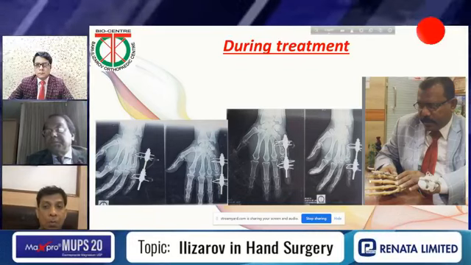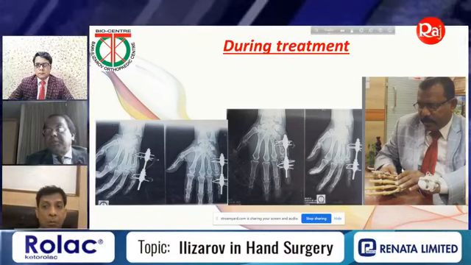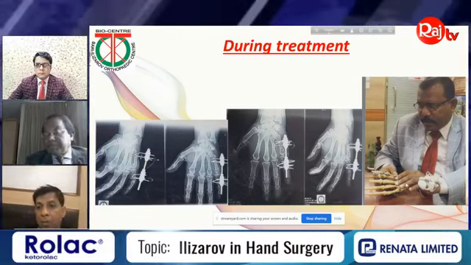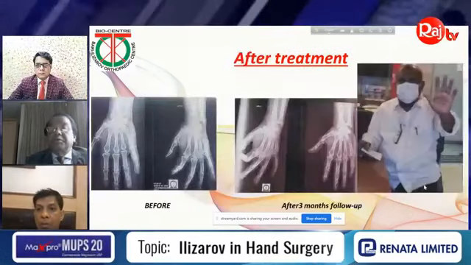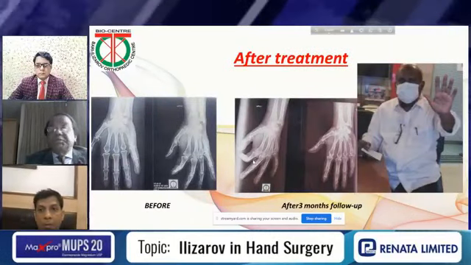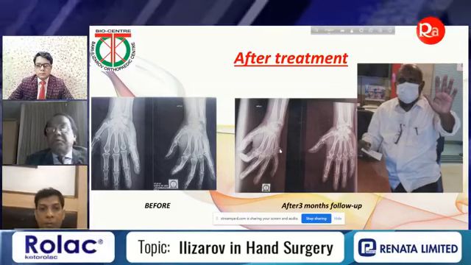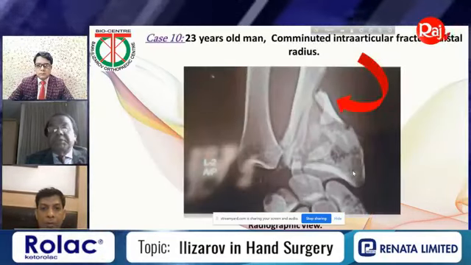And just this is the model on my table. The teacher is looking at the same case in the left hand. You can see here, so this is the situation. Angulation is corrected, it is healed, and the patient is happy.